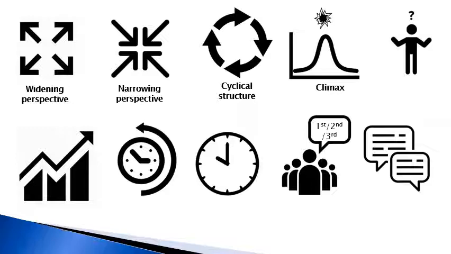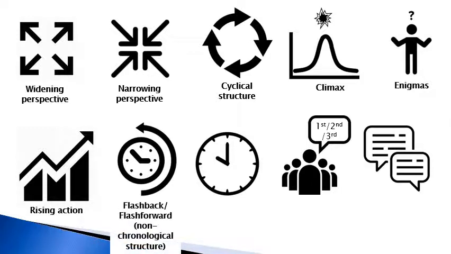This is the point of the maximum excitement in a story or the maximum tension. We call this the climax at the top of that tension graph there. Questions that might be raised about a text, questions that are left unanswered, are called enigmas. The rising action are the details leading up towards the climax when tension is built. You can call that the rising action.